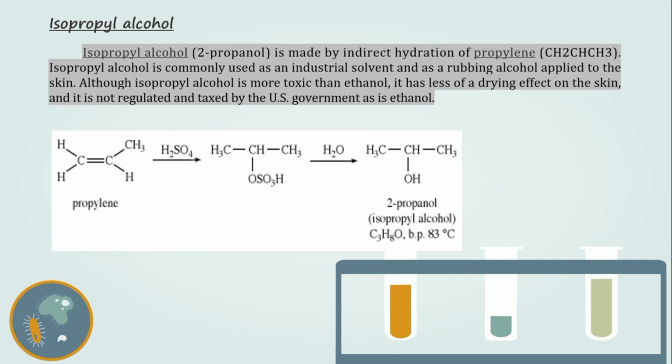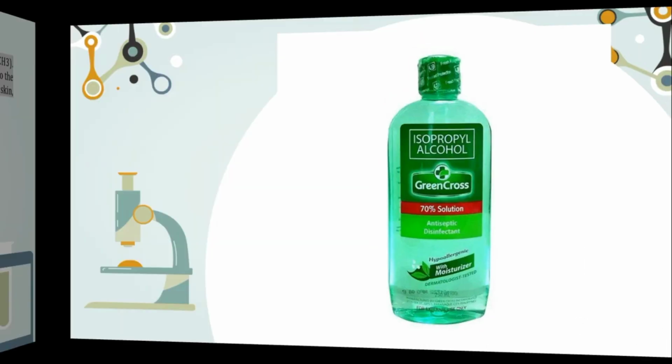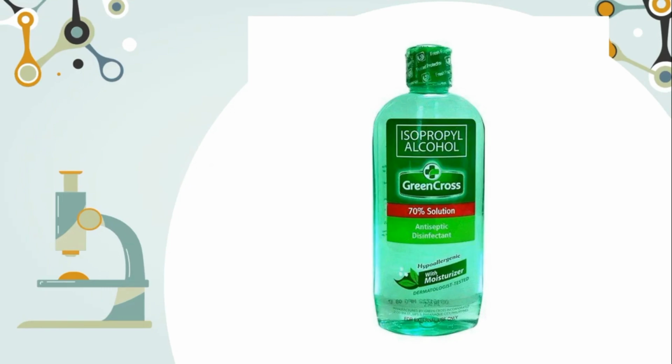From the picture below, as you can see, this is the chemical reaction of isopropyl alcohol. We have here the propylene we mentioned a while ago, OSO3H, and the 2-propanol, or isopropyl alcohol. So this is what we mean when we say isopropyl alcohol. This product is by Green Cross. It has a 70% solution. It is an antiseptic and disinfectant. It's also hypoallergenic with moisturizer. So this is isopropyl alcohol.